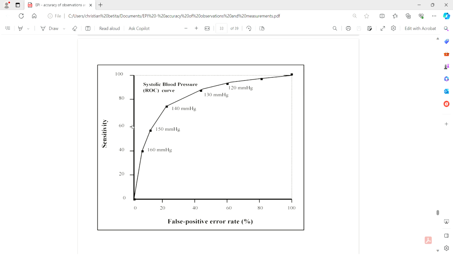Similarly, for systolic blood pressure, we were able to determine that the systolic blood pressure cutoff value for hypertension is 140 because it is closest to this point. Now, the reason why is because at this point, the false positive error is low and the sensitivity is high. Okay, so if you get the distance between this point and this point, this is the shortest distance. If you compare it between the distance between here and here, and here and here, and here and here.